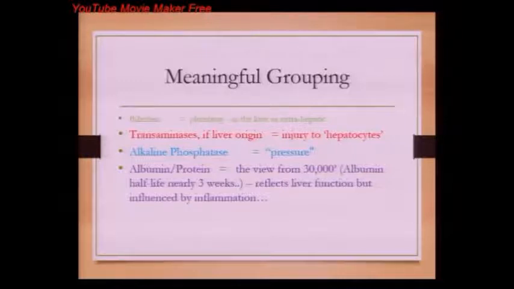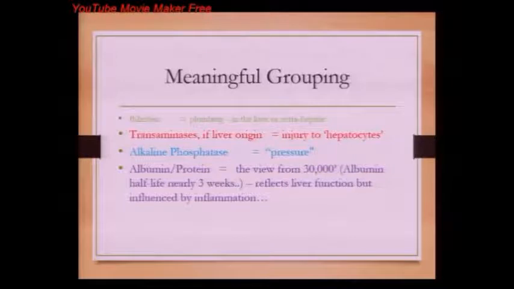Transaminases, the AST and ALT, these are of liver origin. They are working within the hepatocyte. If the hepatocyte's injured, they are leaked, and so you see them in higher abundance in the blood. Exactly what they're doing in the liver really isn't pertinent to liver disease. It's pertinent to metabolism, but not so much to liver disease.